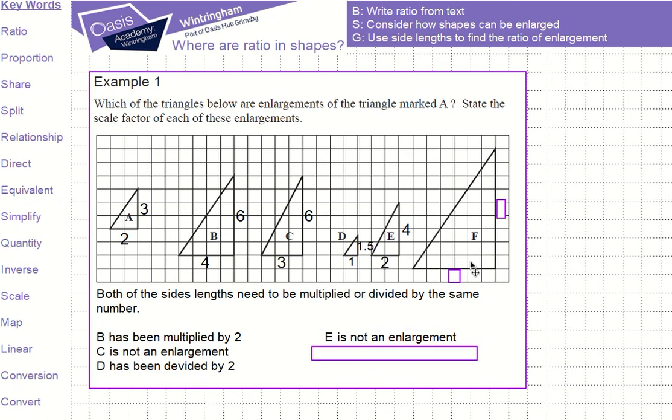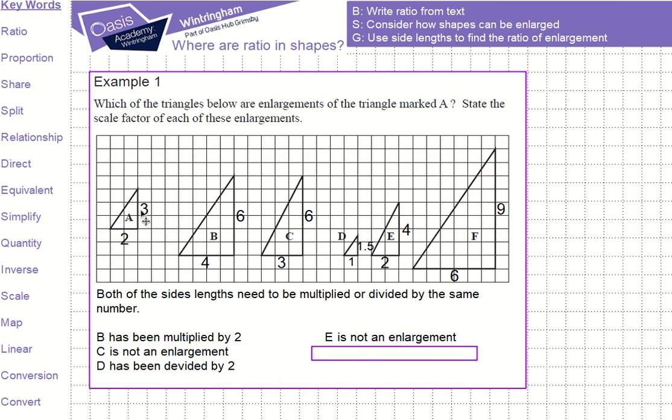And our last example, F. Make sure you've drawn that shape and we're going to label the side lengths. So on the bottom we've got 6 and on the height is 9. So let's compare the base. We've gone from 2 up to 6. So what do we multiply 2 by to get to 6? 2 multiplied by 3 is 6.